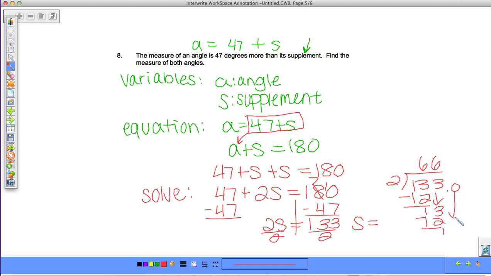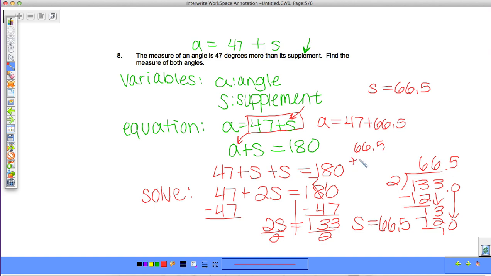And we're going to get 66.5. So we know the supplement is 66.5. We want to know the measure of both angles, though. So what I'm going to do is plug in 66.5 for S, and we get that A equals 47 plus 66.5. Well, if I add 47 to 66.5, we get 113.5. We can check it because it adds up to 180, so we know we did it correctly.